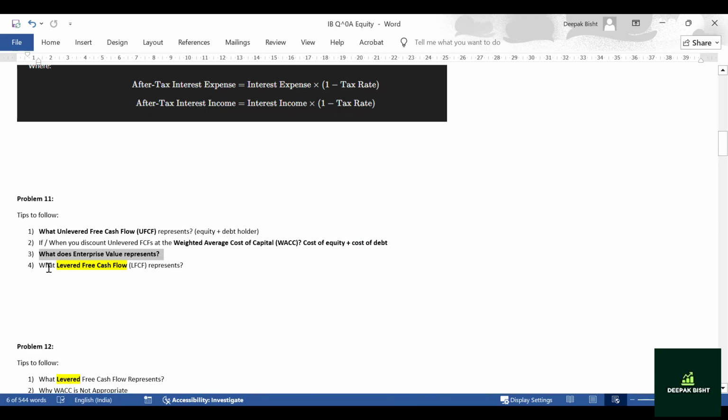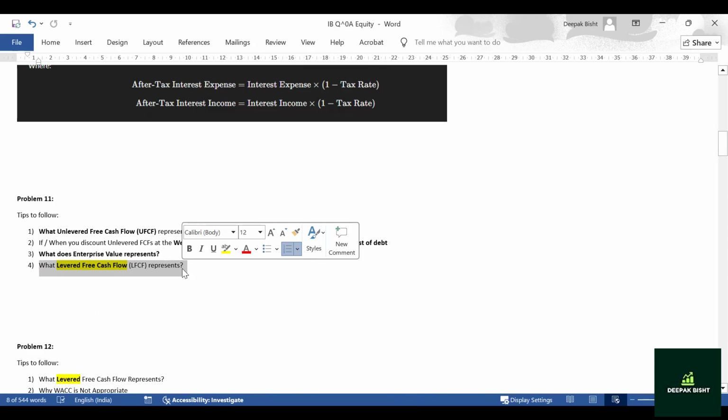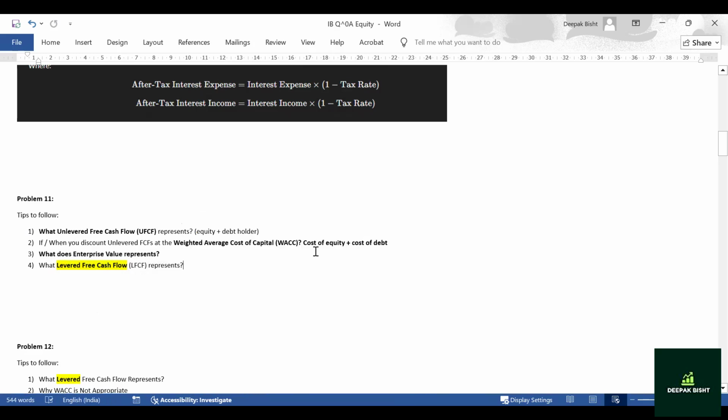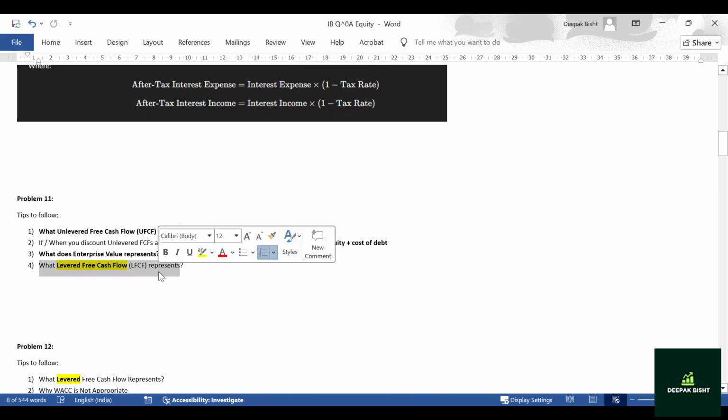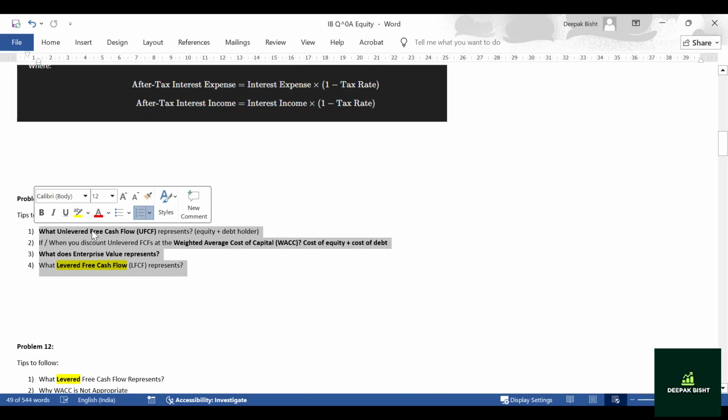But on the other hand, if we are calculating and forecasting levered free cash flow, we will only be using cost of equity because the debt holders have already been paid. That's why it doesn't make sense to use weighted average cost of capital to discount levered free cash flow. Just remember this. Since we have discussed all these points, let's get back to the presentation.